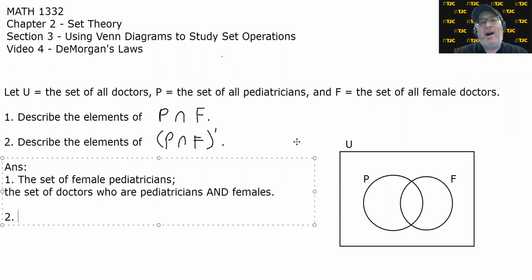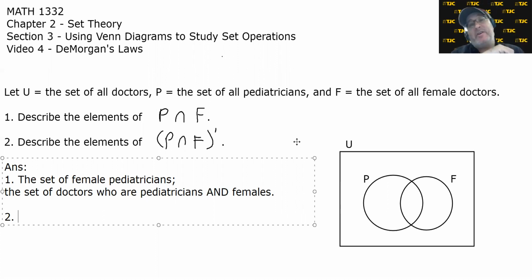Describe the elements of the complement of P intersect F. So let's think about this in terms of people in a room. We've got a building with all the doctors in the world in it. And we open a door and we say, all right, we need all the female pediatricians to come into this room. Okay, you got that in your mind? All the doctors in the world in a building, we open a door to a room and invite all female pediatricians into the room. That's the contents of P intersect F.